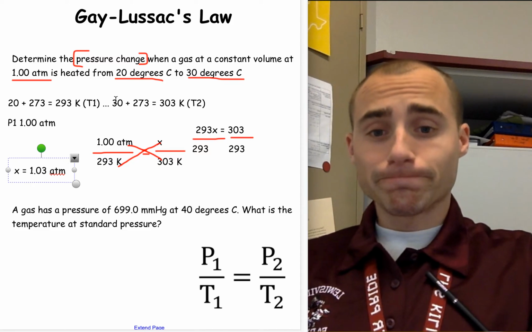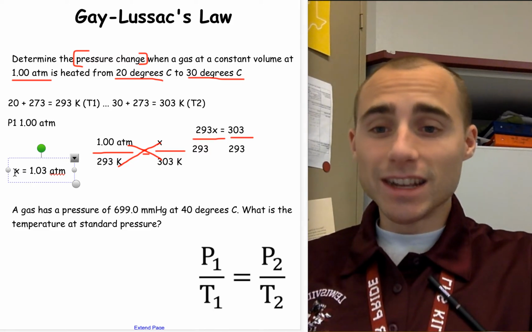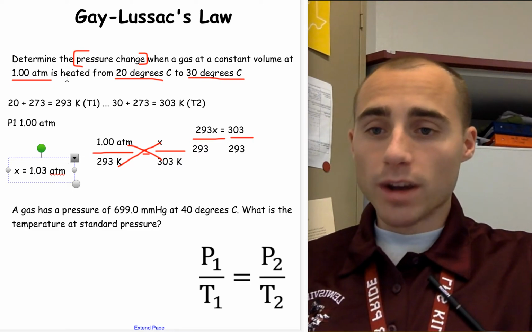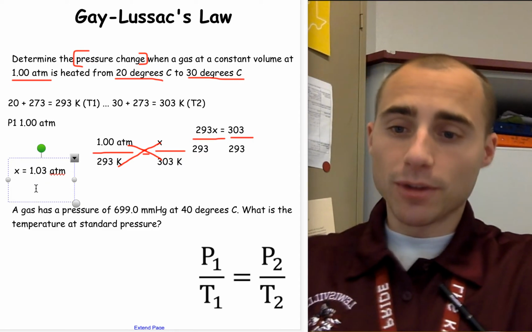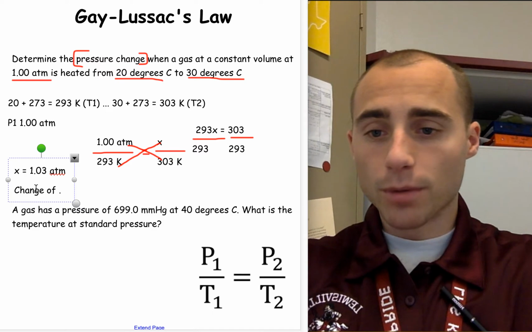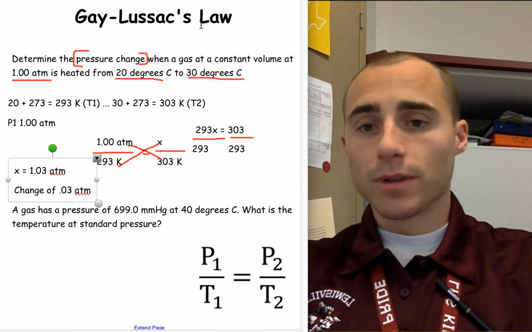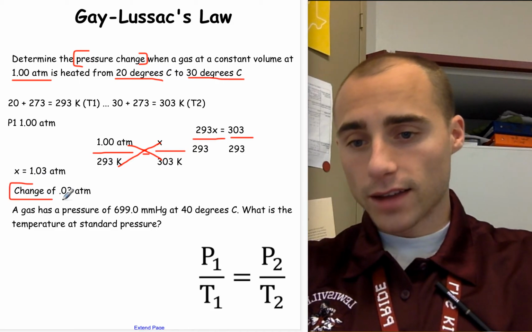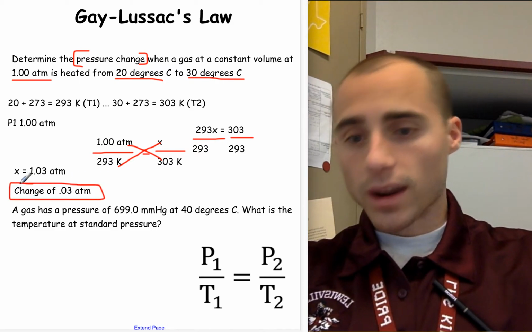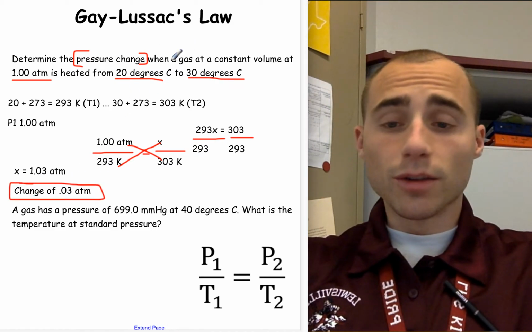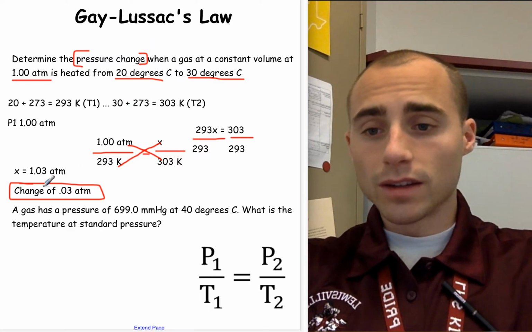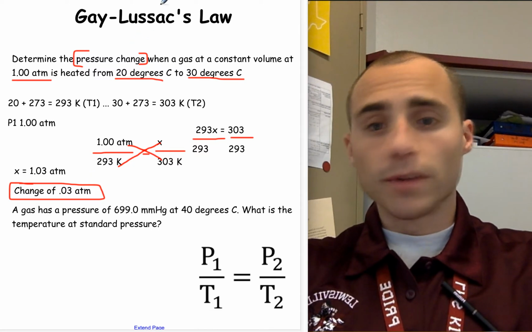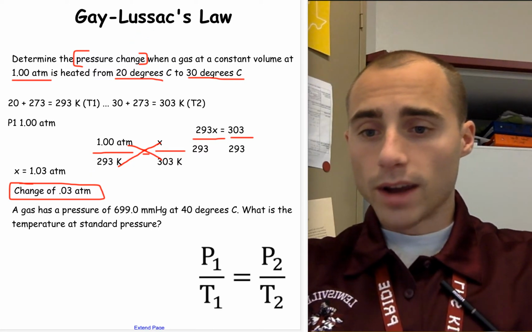Now, what we got to see here is that it's determined the pressure change. So we're going from 1 atmosphere to 1.03 atmosphere. That's a change of 0.03 atmospheres of pressure. So we want to note the change. So that is actually going to be our answer. So whenever you increase the temperature, it's going to increase the pressure, in this case just by a very small amount. Let's look at number 2 right here.